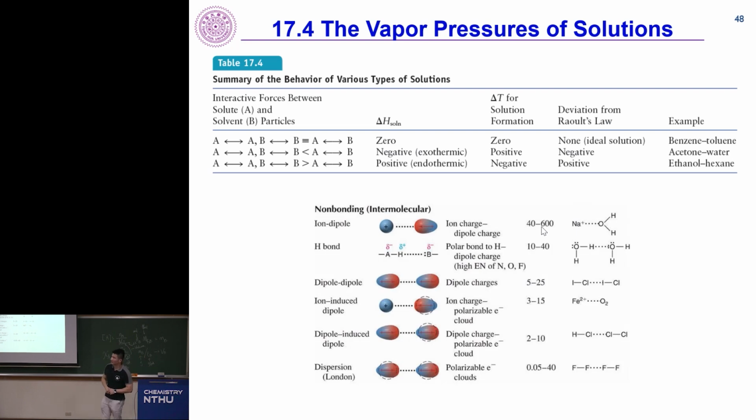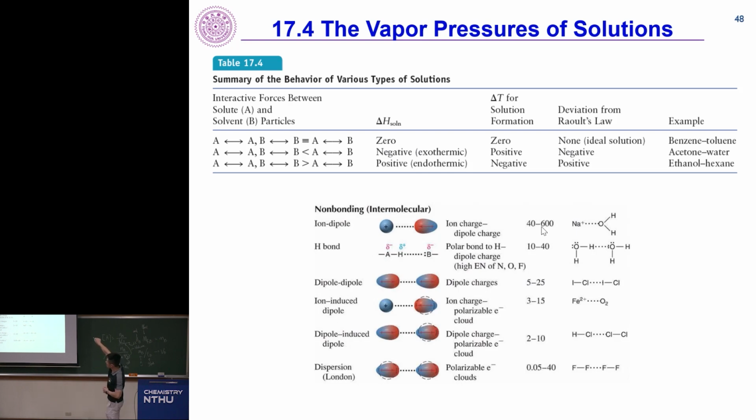So when would you see ideal, when would you see positive, and when would you see negative deviation? When would you see ideal, when would you see non-ideal behavior? When the delta H of solution is 0, that means when mixing, no heat is released or absorbed. Then the deviation from Raoult's law will be none. It's going to be ideal. A very good example would be benzene and toluene. Both are nonpolar. That means AA, BB, and AB interactions are the same, right?